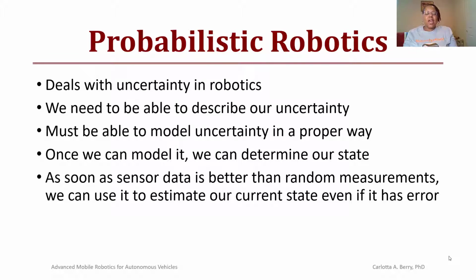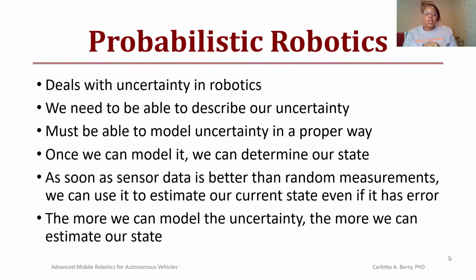So as soon as we have the sensor data, whether it's random or we can recognize the error, as long as we can find a way to use that to estimate the current state of the robot with that error, then we have done what we need to do in order to solve our robotics problem. The more we can model that uncertainty, the more we can estimate our robot's state.